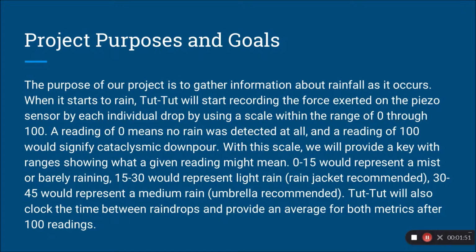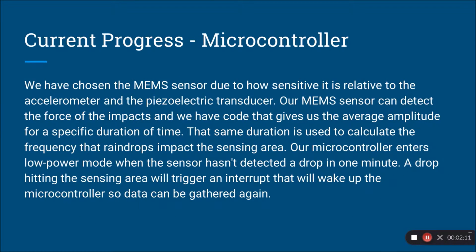Now, TutTut will also clock the time between raindrops, and it will provide an average for both of these metrics after you get about 100 readings. This is quite useful, as farmers can put this into their crops and into their fields and get a decent idea of how much rain is falling and know how much water they have to give their farms. This will help, obviously, massively with water conservation.